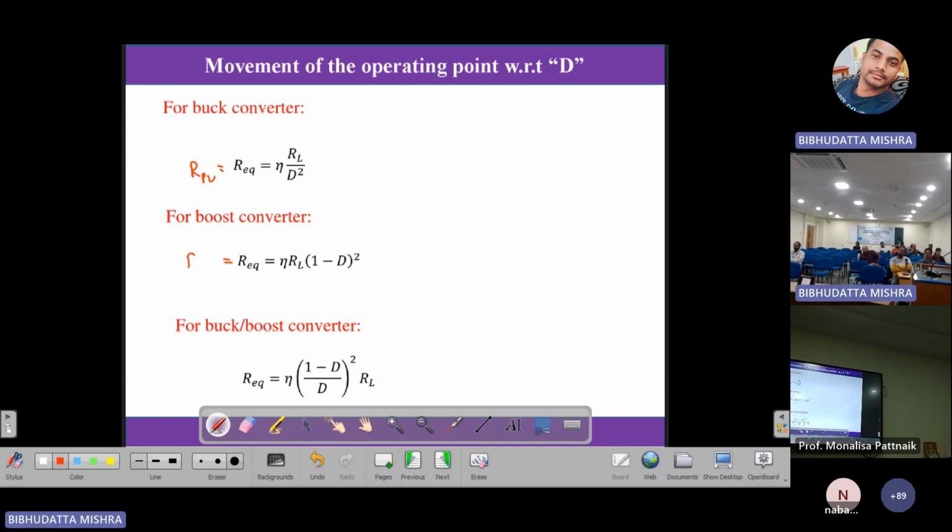Because I prepared the slide at the last moment, there are some notations used differently in different places. So now you see this is basically the same RL by D square, but there is an efficiency factor.